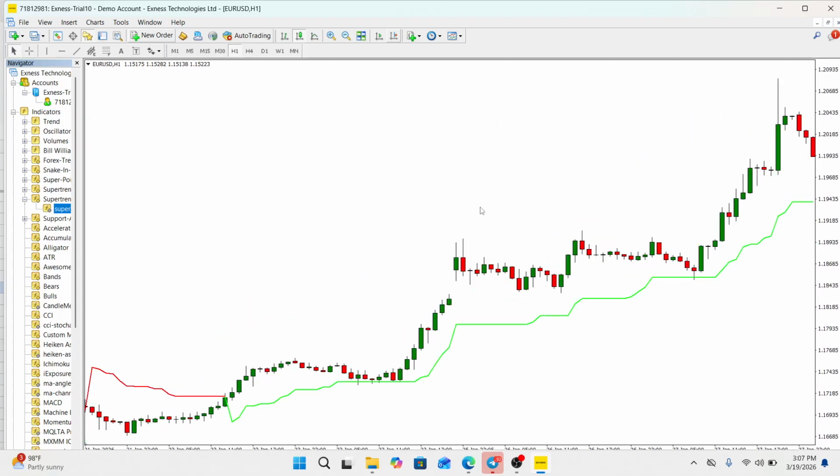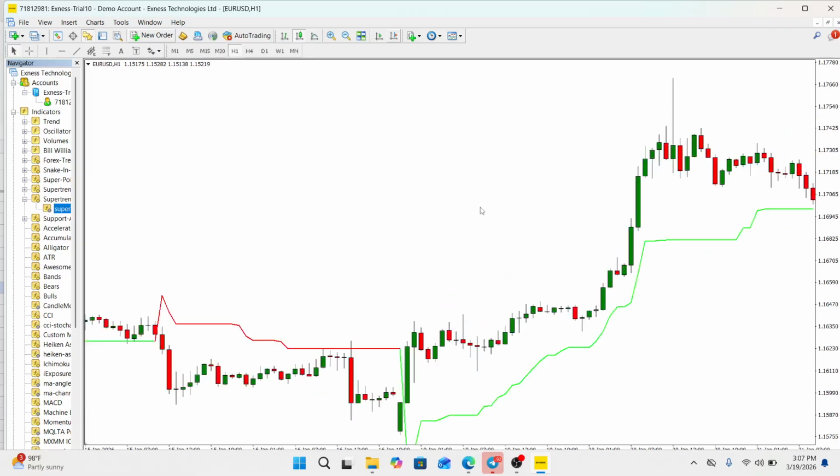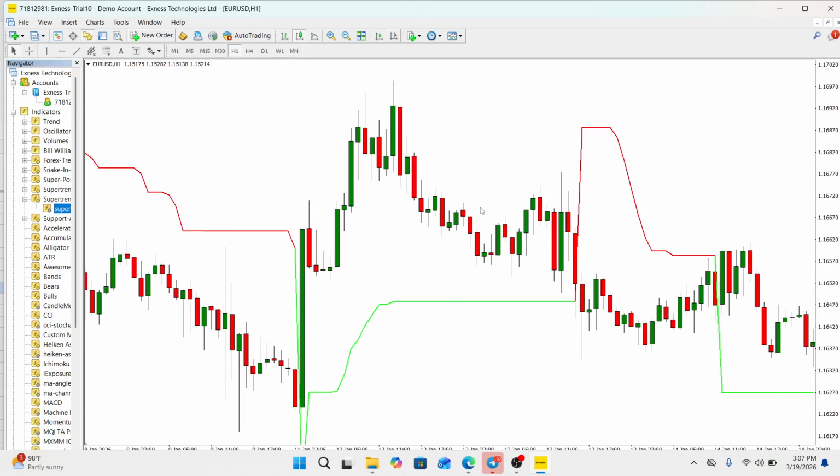As always, it should be used alongside other tools like support and resistance, price action, and risk management rather than as a standalone signal generator.